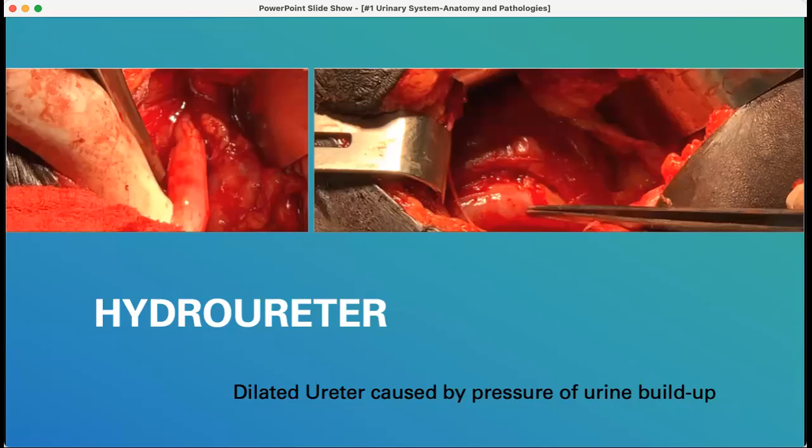This is during the surgery. Her ureter is very distended from the pressure of urine trying to come out. And this is a vastly dilated, huge ureter on the left side.